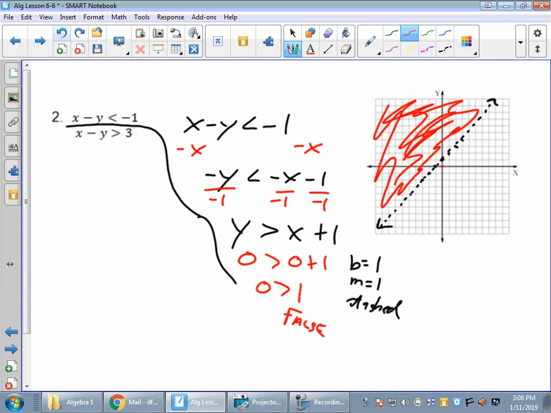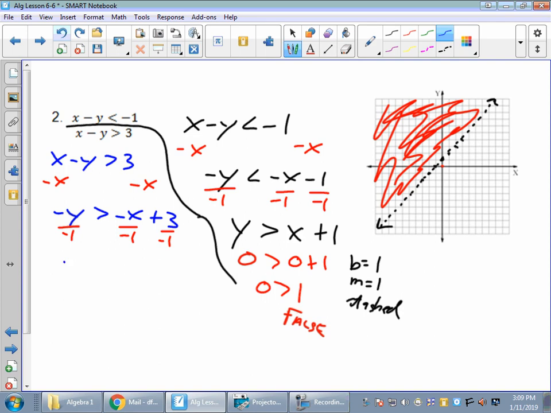Okay. And now the second line. Let's work on that one. So here we've got x minus y is greater than 3. So I know on this one, I'm going to have to again subtract an x. And that gives me a negative y greater than negative x plus 3. And again, I have to divide by that negative 1 because I've got to get rid of that negative sign there.